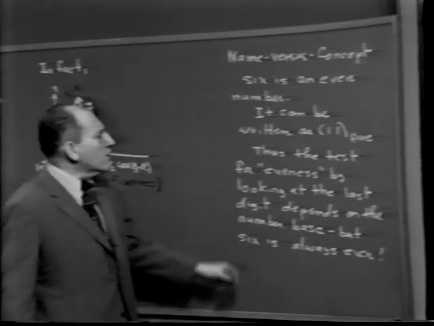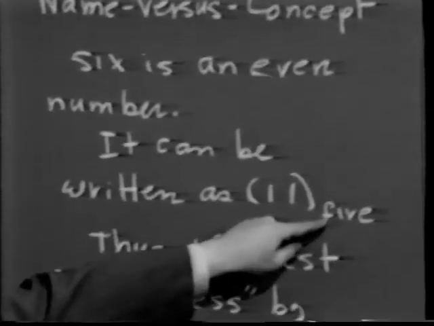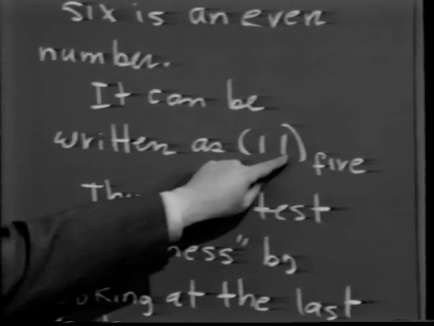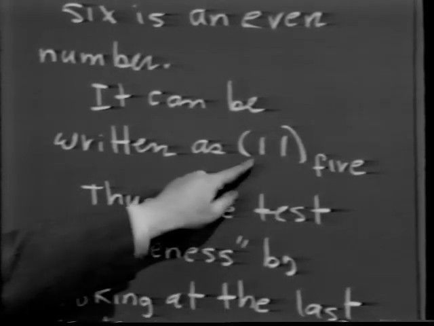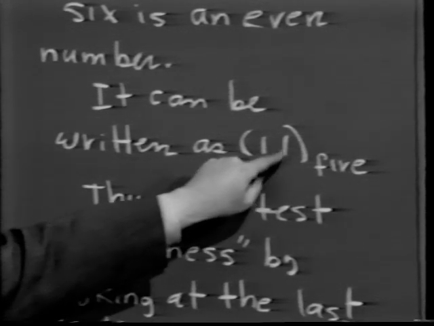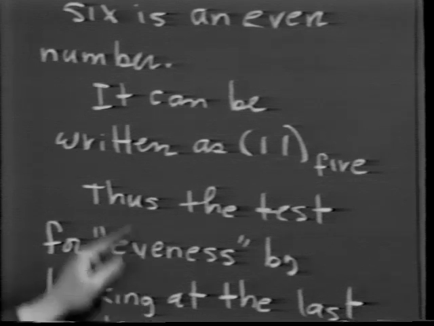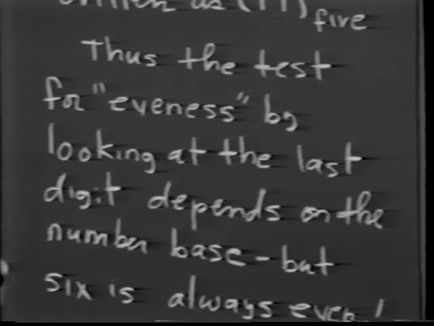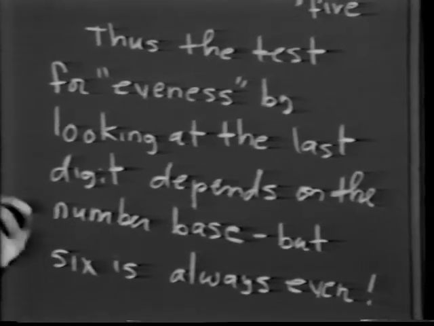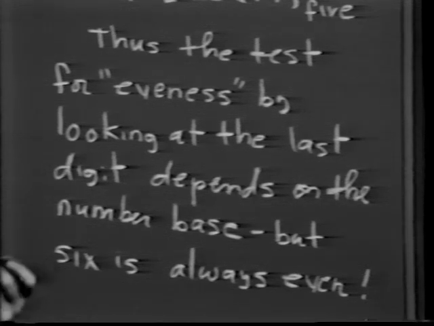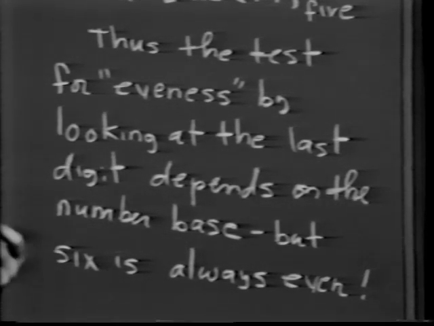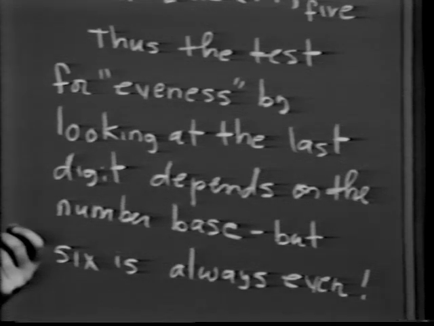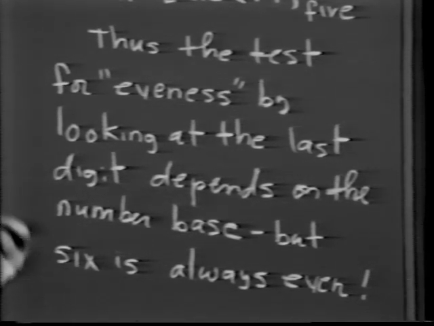If you were to write 6 as a base 5 numeral, it's what? One bundle of 5 with 1 left over. In other words, notice that the number 6 ends in an odd digit in base 5. The test for evenness by looking at the last digit depends on the number base. In an even base, a number is even if its units digit is even. In an odd base, a number may or may not be even, depending on whether its units digit is even. The actual convenient computational property depends on the base.